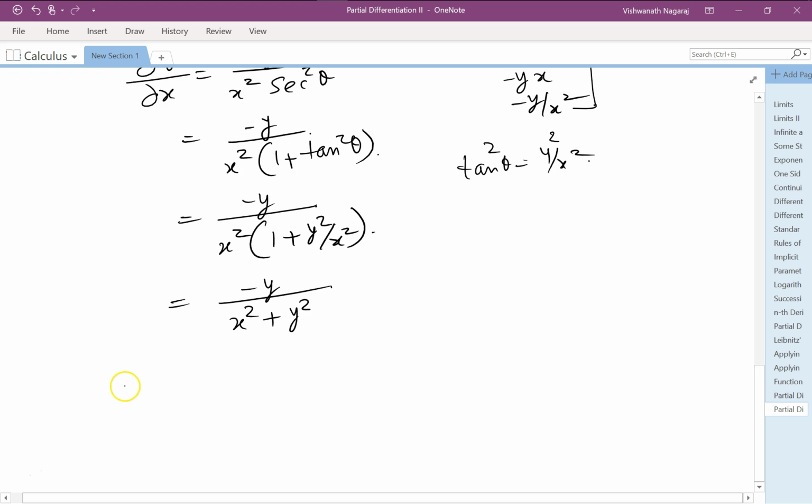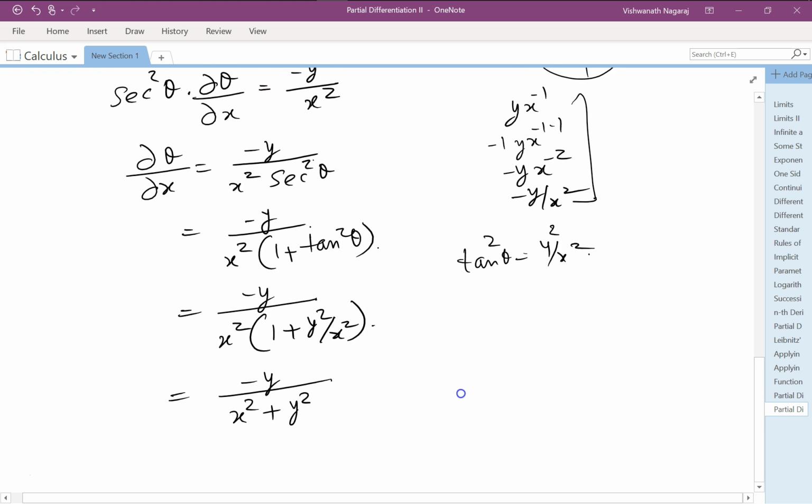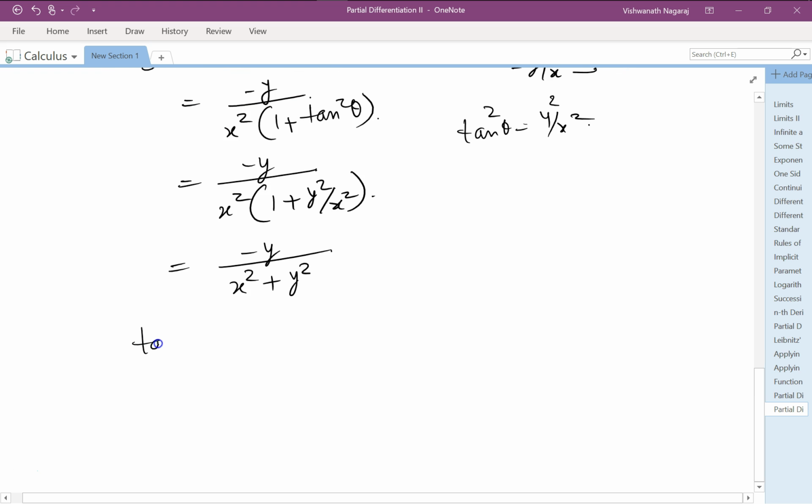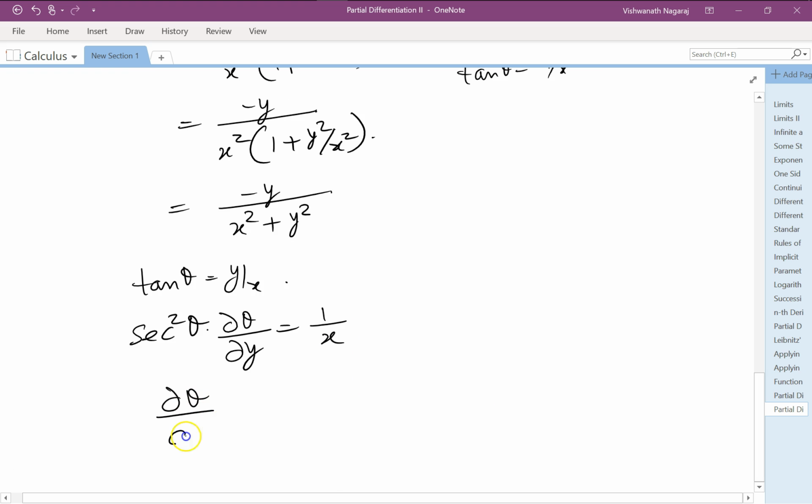Similarly, we have to do it with respect to y. So tan theta is equal to y by x. Now we have to differentiate it with respect to y. Tan first, so sec square theta, and then theta. So that is dou theta by dou y. And this would be what? Y is 1. So y 1 by x. Dou theta by dou y is equal to 1 by x sec square theta.